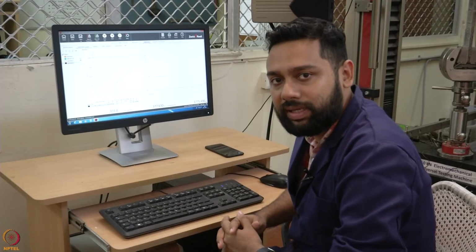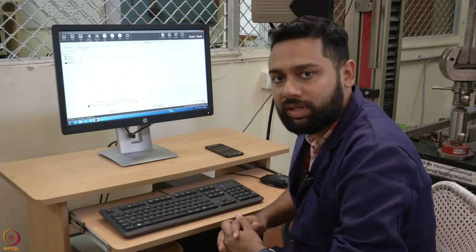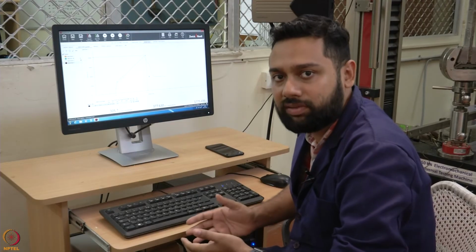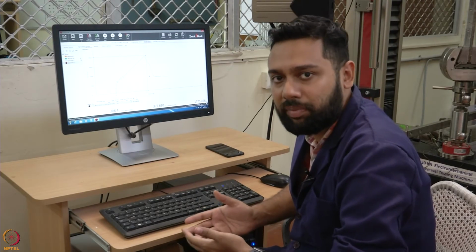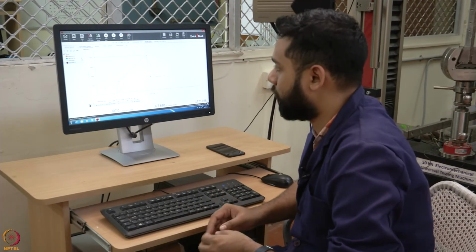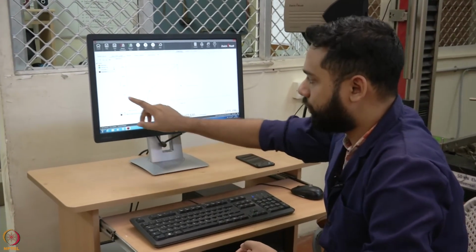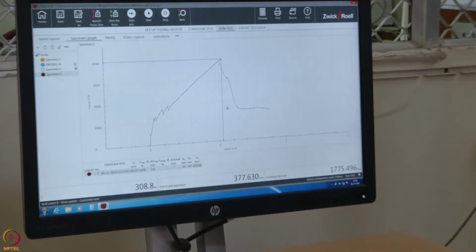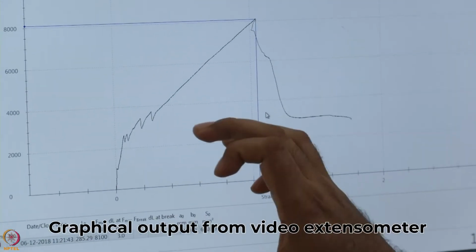So, we have completed the test now and we will look at the stress strain plot of the TRC element and see what the different characteristics are of a TRC element subjected to tensile stress. Okay. So, this is a basic plot of force versus percentage strain. Now, you can see two different slopes in the graph.